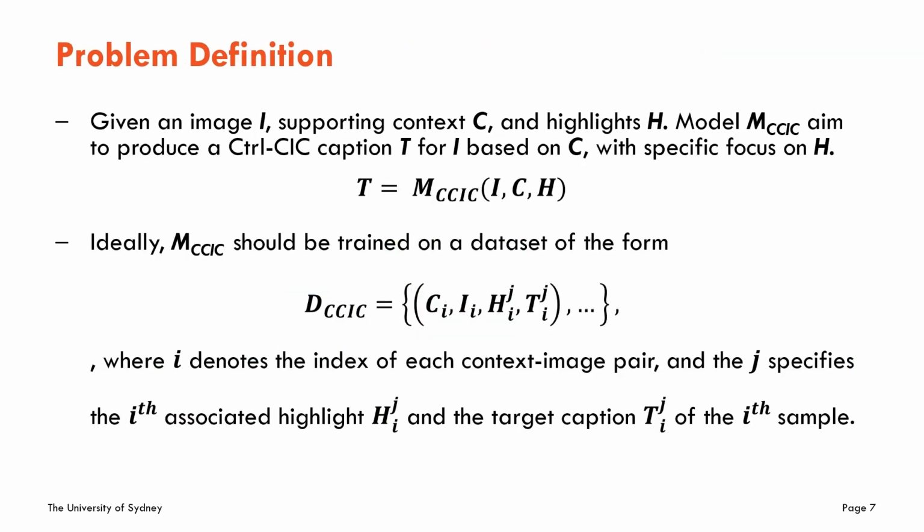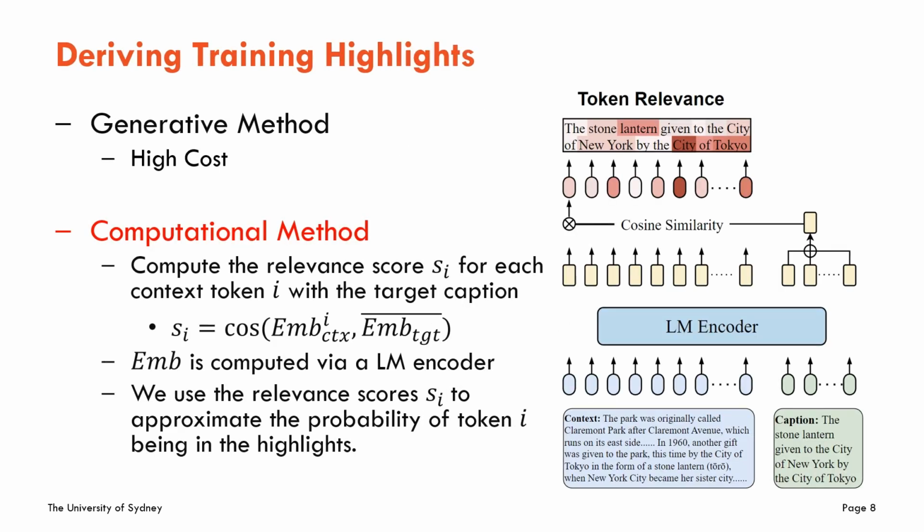Formally, in Ctrl-CIC, we want to produce caption T for image I based on context C with specific focus on highlight H. Ideally, such a Ctrl-CIC model should be trained with highlights inputs in addition to context image pairs and label captions. Without such an existing dataset, we have to derive the pseudo-highlights for training based on context, image, and captions. While generative methods with modern LLMs might get us high-quality pseudo-highlights, they possess substantial costs for training on large-scale datasets.